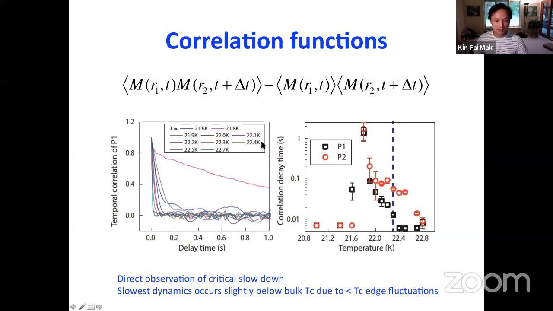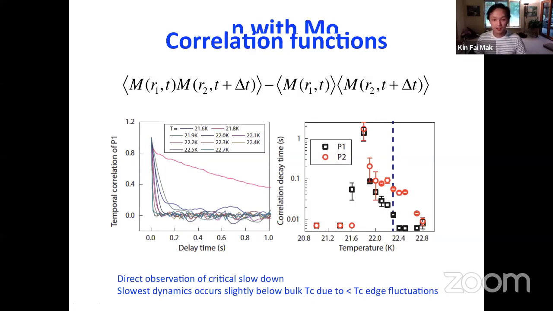By fitting the data with the exponential form, we can extract the correlation decay time on the right. And you can see two orders of magnitude enhancement compared to the non-critical value. So the spin dynamics can become as slow as 1 second near the critical point here. And outside the critical point it is 10 milliseconds, but that's actually limited by the speed of the camera only.